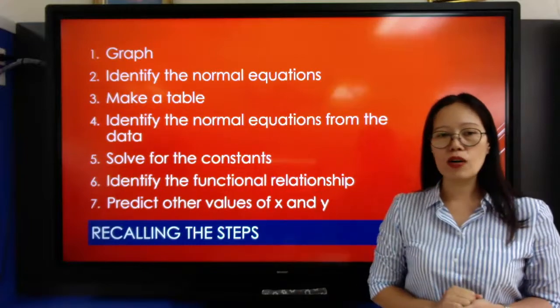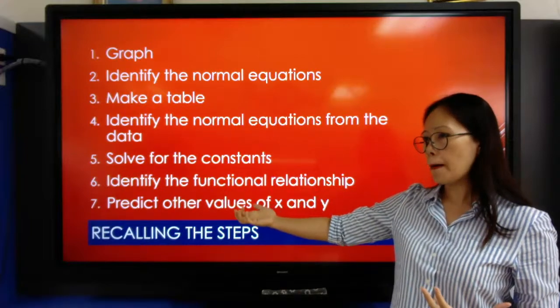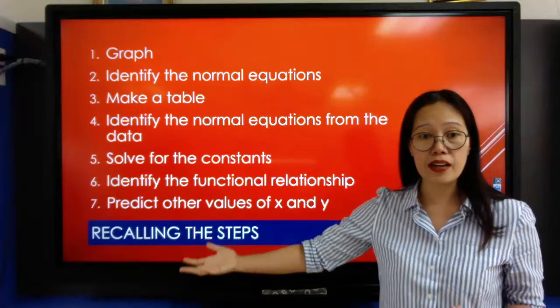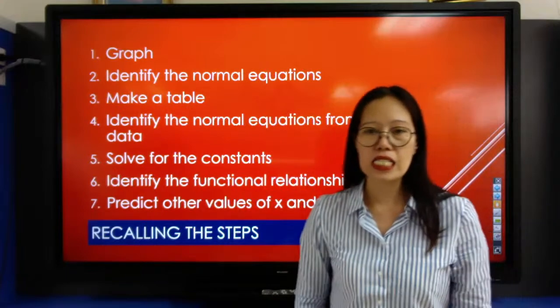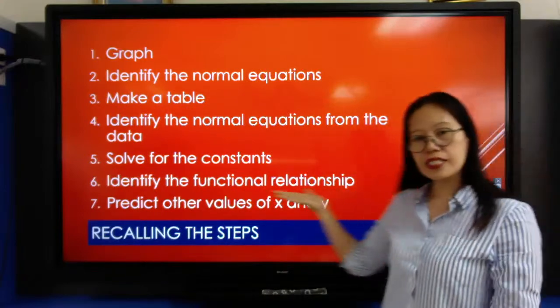And then the last one is you're going to predict values of x or y by using our functional relationship. Okay? These are the steps, don't forget.